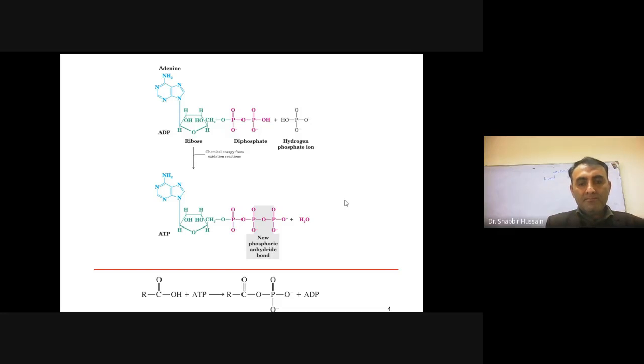Any question? So this is the simple formula of ATP, and this is the formula of ADP. ADP phosphorylates to give ATP. Suppose this is a carboxylic acid. When ATP reacts with this one, we get an acyl phosphate, right? We phosphorylate it in this way.